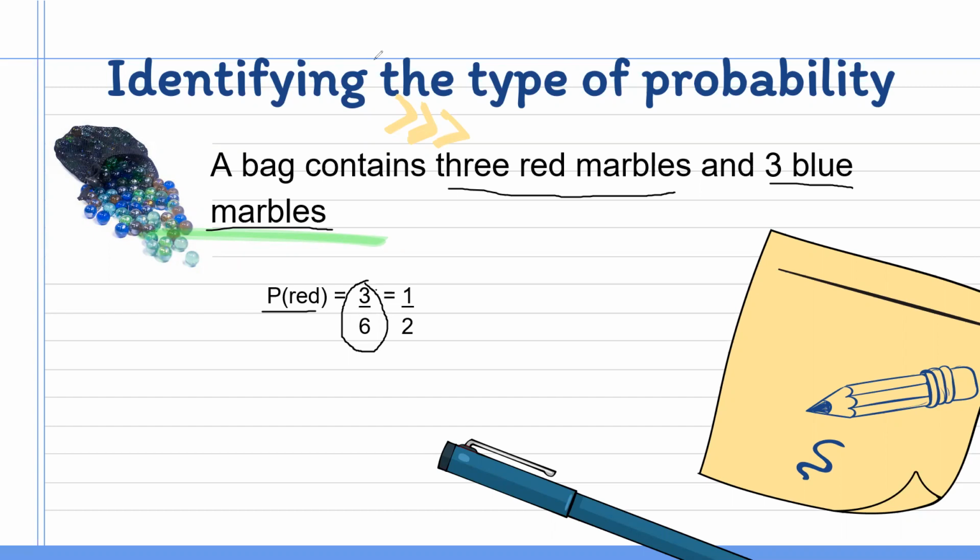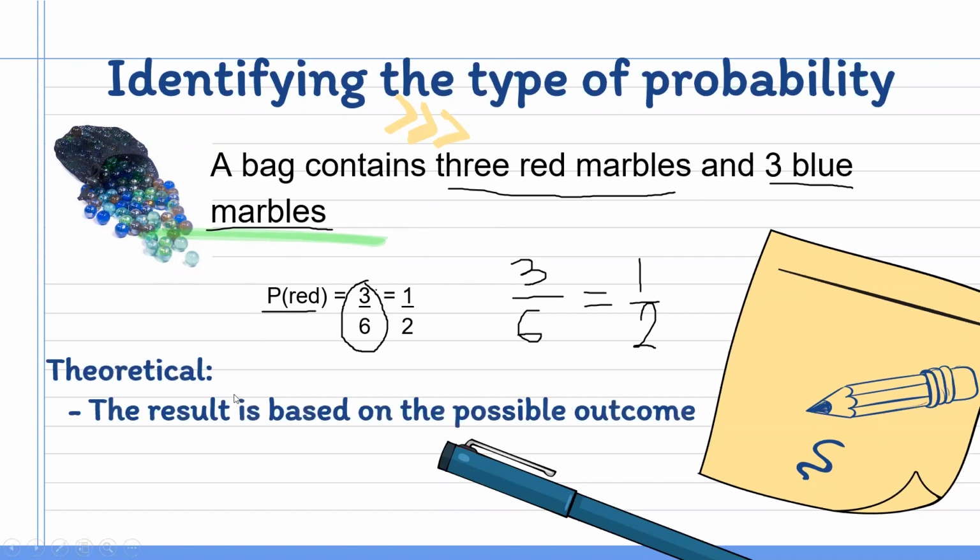Now, what if I ask you about the blue? What is the probability of getting a blue marble? The favorable outcome is again 3, because we have 3 blue marbles. And then the total number of outcomes is 6. So this could again be simplified to 1/2. What kind of probability do you think this is? This is the so-called theoretical probability, because you are just basing your answer on the theory or on the given data, which is the 3 red marbles and 3 blue marbles. You didn't do any experiment. So this is the theoretical probability. The result is based on the possible outcomes.